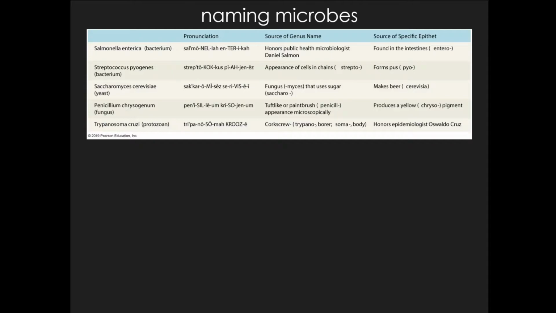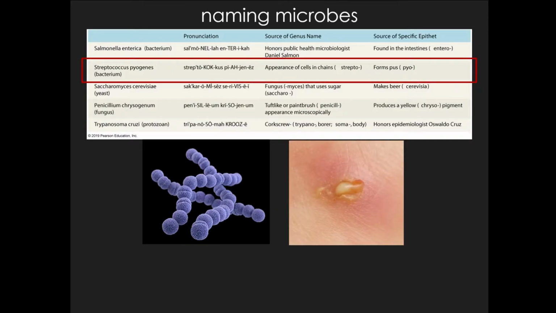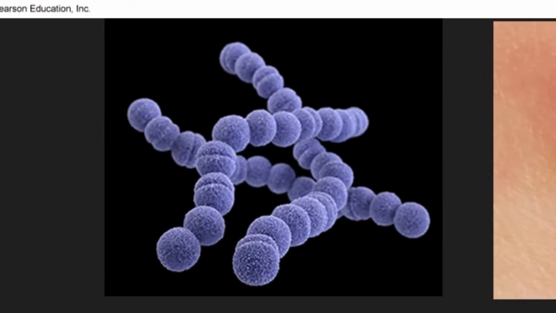So if we take just one of these as an example, Streptococcus pyogenes, the genus name Streptococcus is descriptive of what these cells look like under the microscope. To the left there, you're seeing a scanning electron micrograph of round cells arranged in chains. If you were to describe those using microbiological terms, you would say that round are cocci and chains are strepto. So when we say Streptococcus, we're referring to cells that are round in shape and arranged in chains. So Streptococcus means round cells arranged in chains.